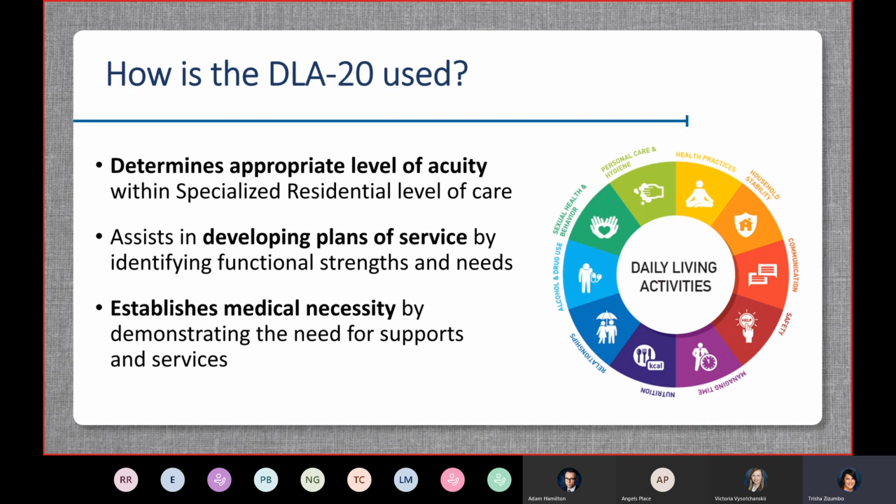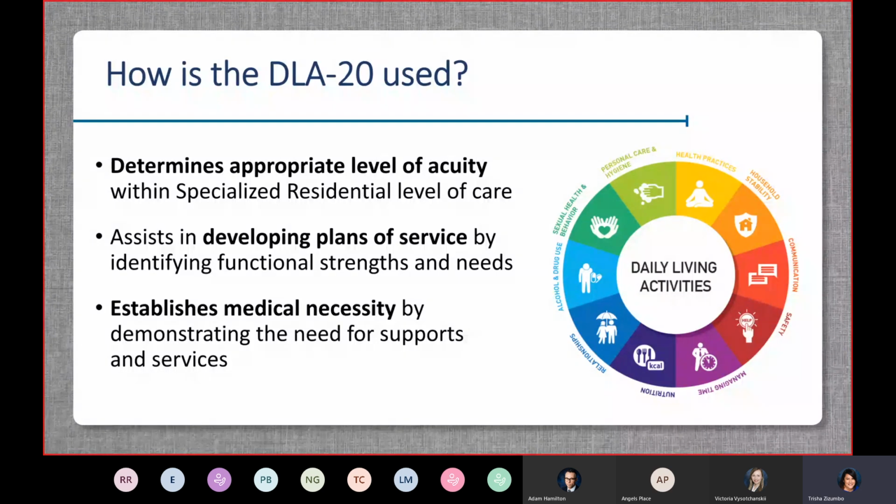And this, of course, is helpful in planning for supports and as a direct correlate to the rate that the residential provider is paid. In addition to that, DLA 20 is extremely useful with developing plans of service. As Dave mentioned, we're identifying an individual's strengths when we administer the DLA 20. We're also identifying areas where an individual is going to need supports. These things can be integrated into a treatment plan, and then we can monitor on an ongoing basis by re-administering the DLA 20 how effective those supports are at helping an individual meet their needs.